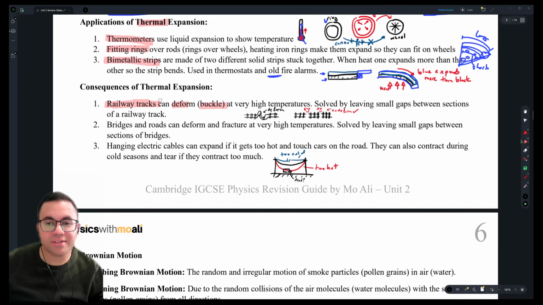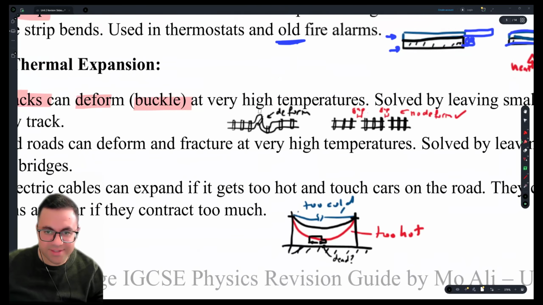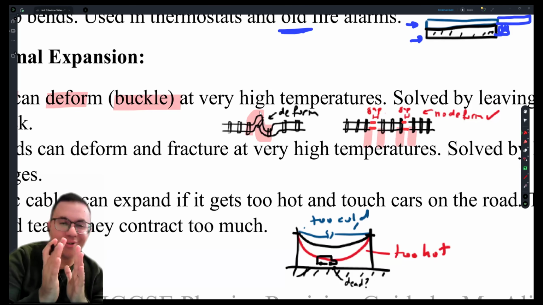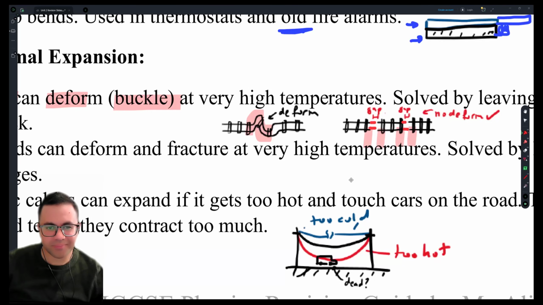How do we solve this? Like they deform like this when the temperature increases. How do we solve this? We leave gaps between sections of the track. This allows the railway track to expand during the summer without bending and contract again during the winter.